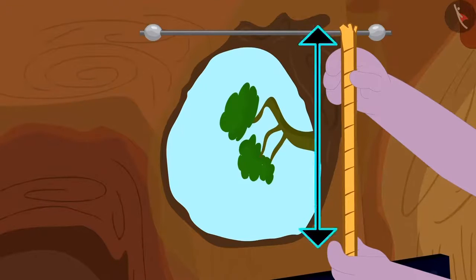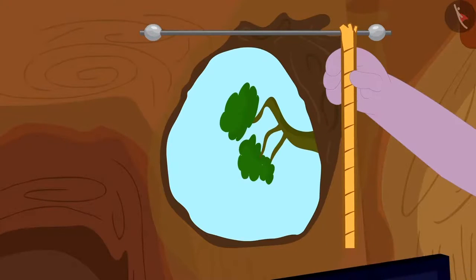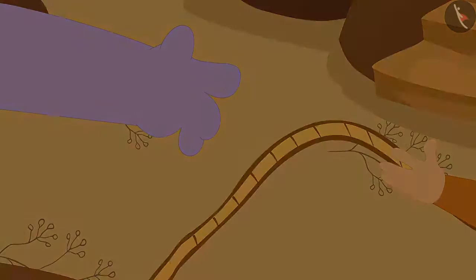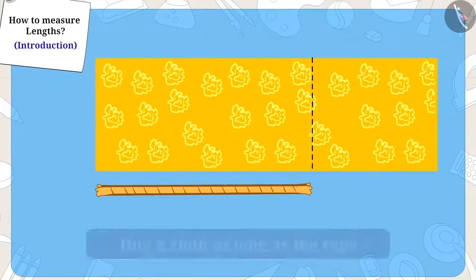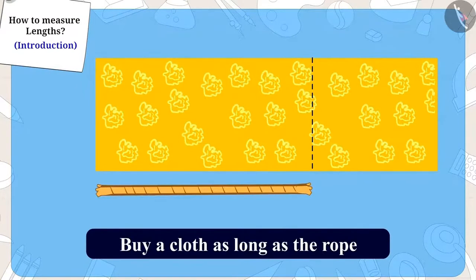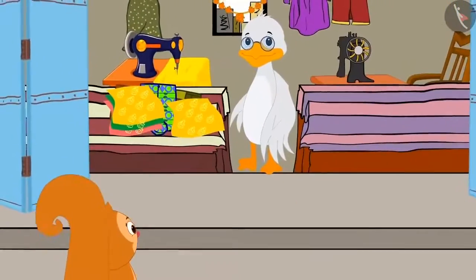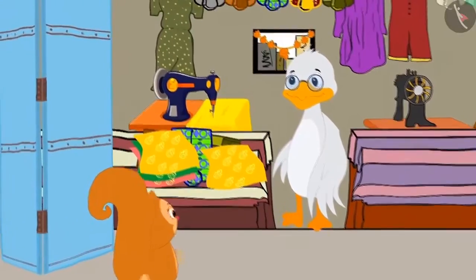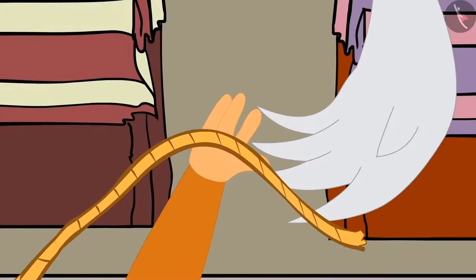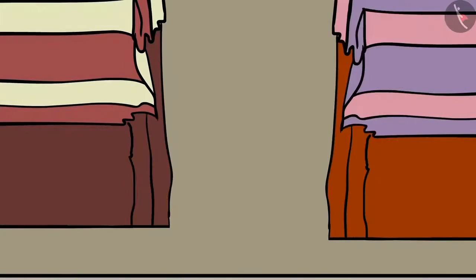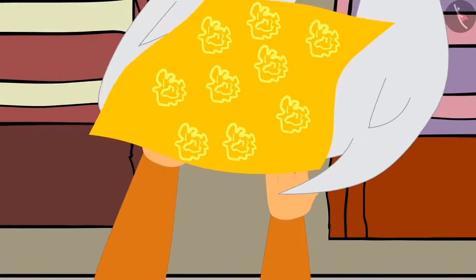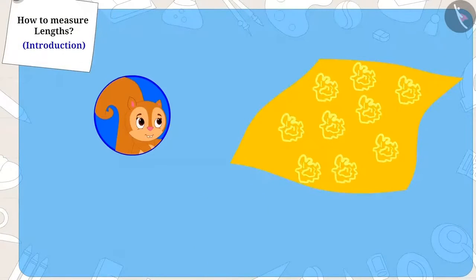He cut the exact length of the rope that measured Chanda's window and told her that she has to buy a cloth as long as the rope from uncle's shop. Chanda again went to uncle's shop and this time bought a cloth as long as the length of the rope with which Appu had measured the window. Children, was Chanda able to get the exact length of the cloth for her window?